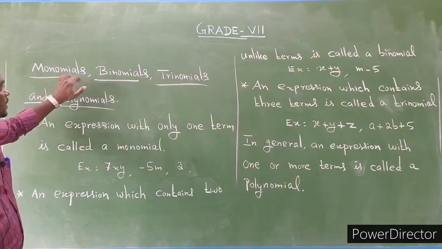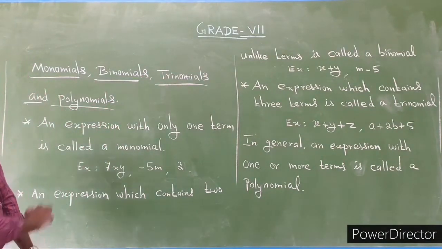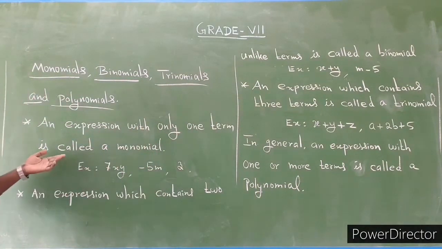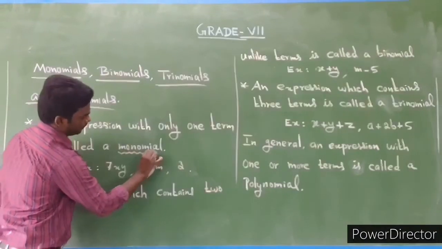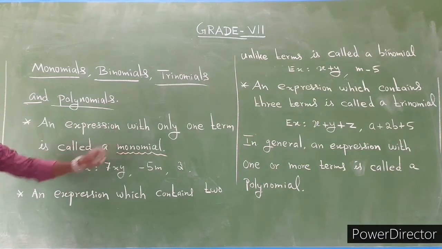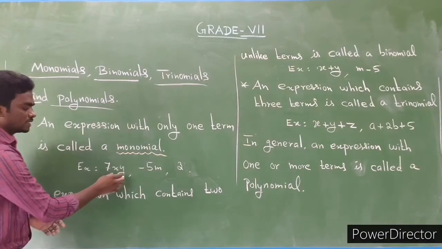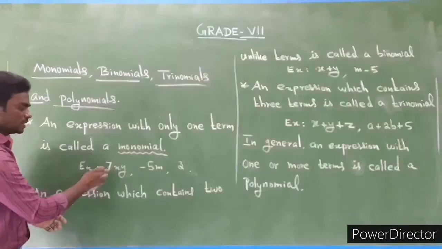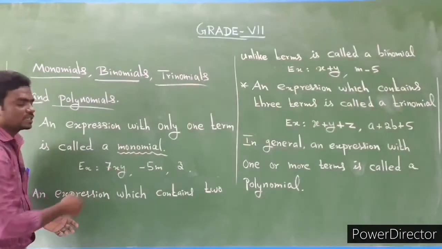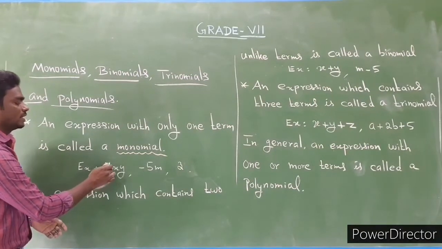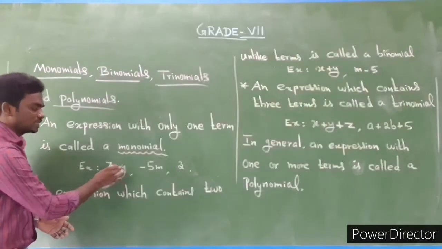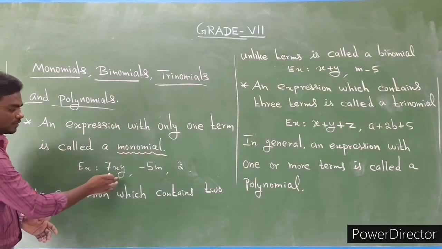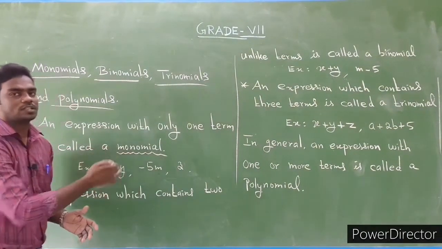So next is monomial, binomial, trinomial and polynomials. First one, an expression with only one term is called a monomial. For example, 7xy. Here 7xy is an expression which contains only one term. Here 7, x and y are called the factors of the term. So these three factors 7, x and y are combined together in a term 7xy. So an expression with only one term is called a monomial. 7xy, minus 5m and 3 are also monomials.